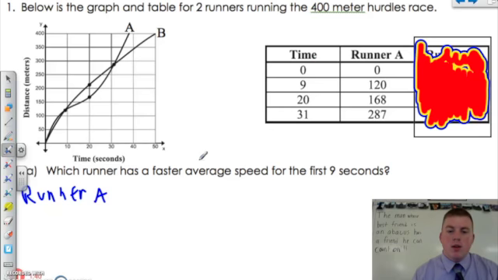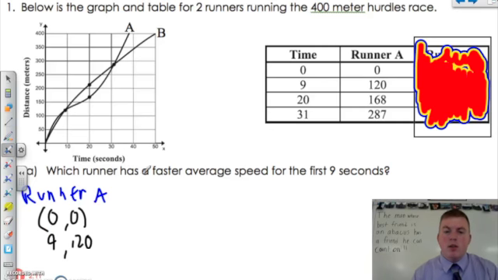So we are looking for the average speed for the first 9 seconds. So we are going to need 2 ordered pairs. Our ordered pairs are going to be based on the interval that we're looking at. We want the first 9 seconds, so we're looking at from the time he begins until those 9 seconds have passed. So my first ordered pair is going to be (0, 0). I'm getting that from right here. And my second ordered pair is going to be (9, 120).